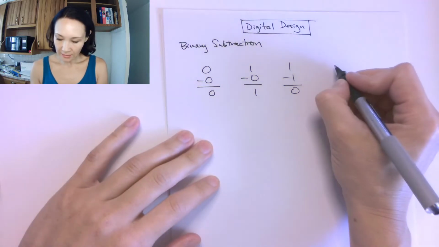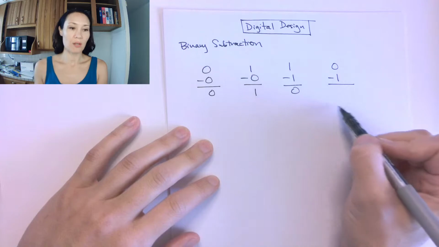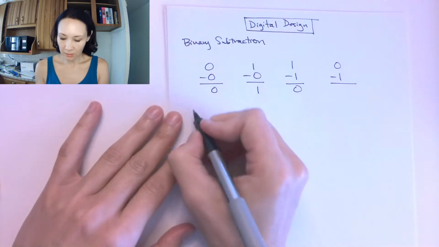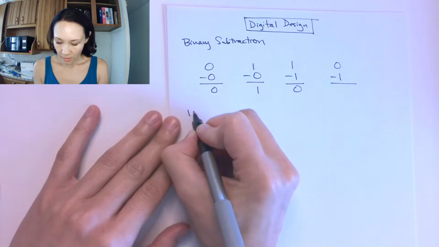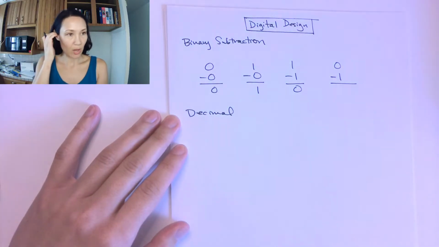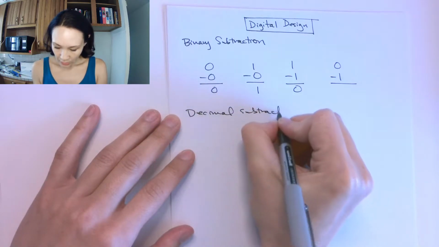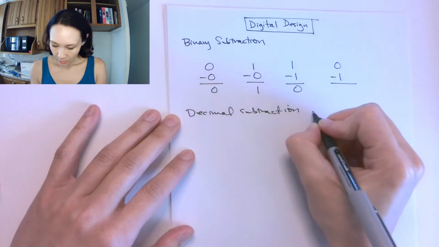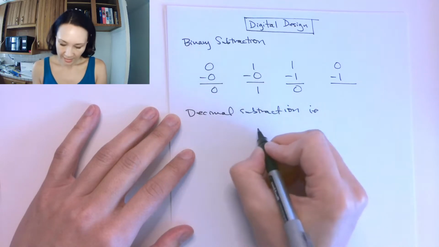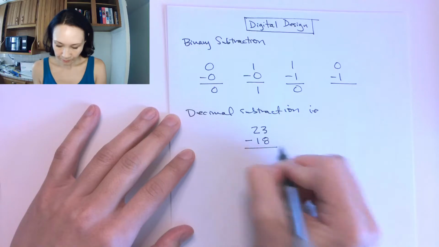But the next case is 0 minus 1. And so what should this be? So let's just revisit how we would do a subtraction problem in decimal. Decimal subtraction, i.e. if we had something like 23 minus 18.